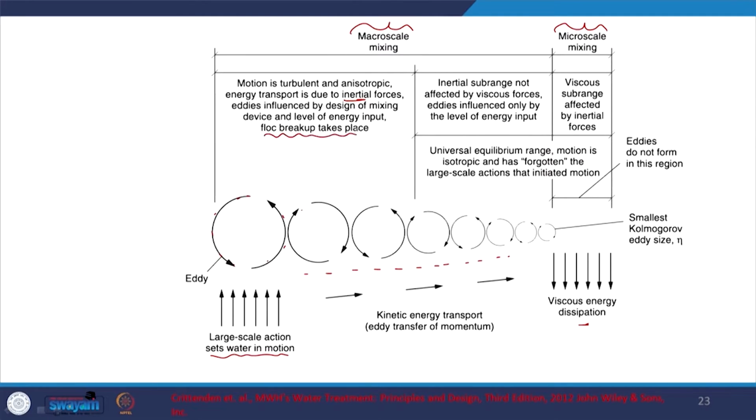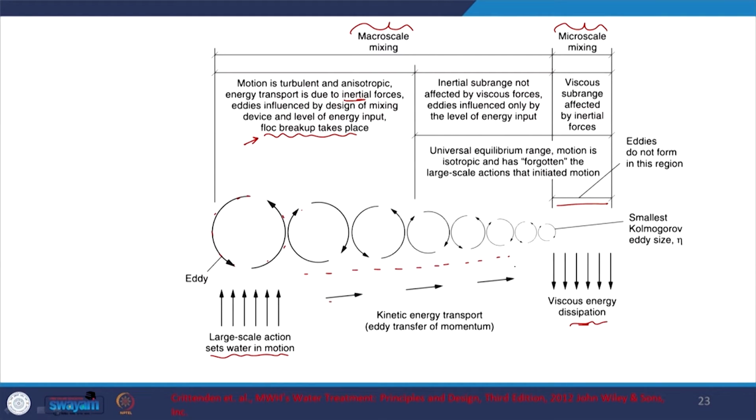Flock will break up. So, obviously, here at this level flock will break up, and then the inertial subrange is not affected by the viscous forces. Eddies are influenced only by the level of energy input. And then we come to the smaller scale where eddies do not form, and here it's viscous energy dissipation, let's say. So again, eddies, transfer of energy, let's see.